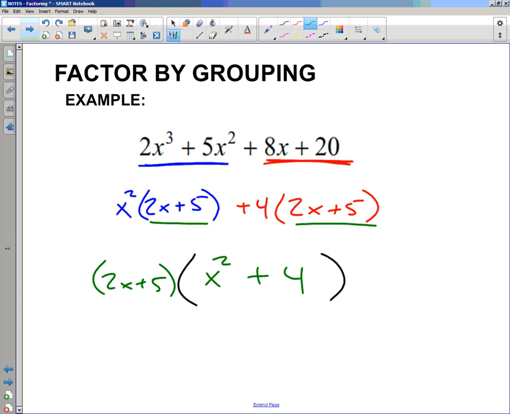I'll look at those 2 factors that we have remaining, see if there's anything else we can factor out. And there's not. Now, if that had been an x squared minus 4, we could factor that further, but in this case, we are done. So our final factored version is going to be 2x plus 5 times the quantity x squared plus 4.